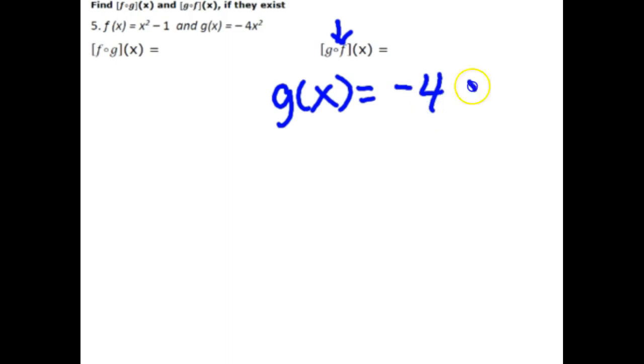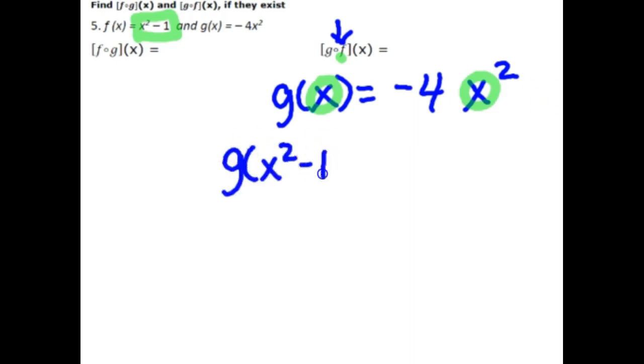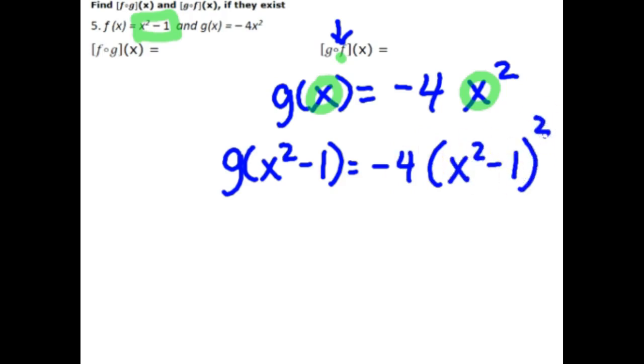This open circle there indicates a composite. Since I don't have a number to start out with, I start with the outside function. And in place of the x, I'm going to substitute in the function called f, x squared minus 1, so x squared minus 1 squared. In place of the x, I substituted in the function. And then I need to simplify that a little bit.